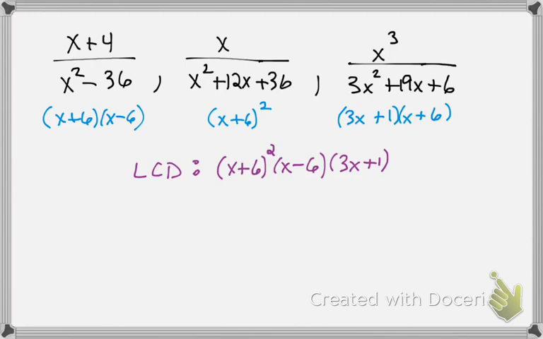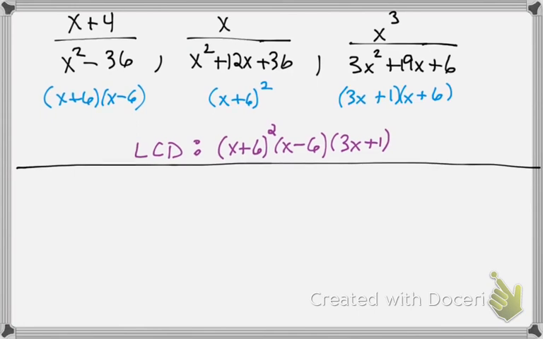So this is my LCD. It takes care of all of these things. Now, let's write these all in terms of the LCD. So tell me, what is my first term missing? x plus 2 squared, 3x plus 1. So it's missing a 3x plus 1, and it's missing one of the x plus 6's. You guys agree?